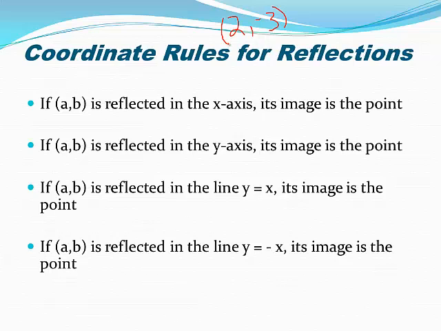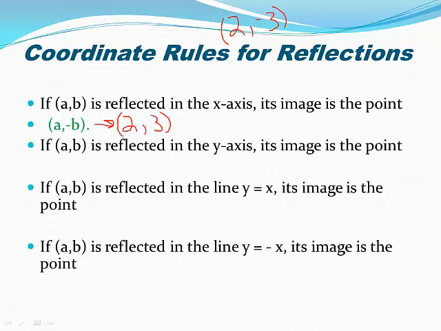If I were to reflect that point in the x-axis, the image would become the opposite of the y value. So all I would do in my original point, 2, negative 3, is keep the 2. The opposite of negative 3 is positive 3. So if I reflected it in the x-axis, I would get the point 2, 3.